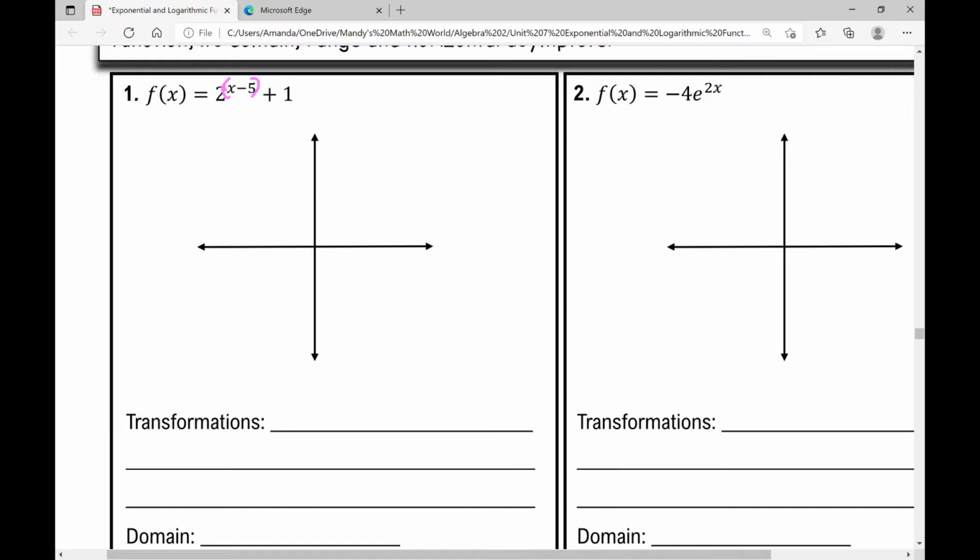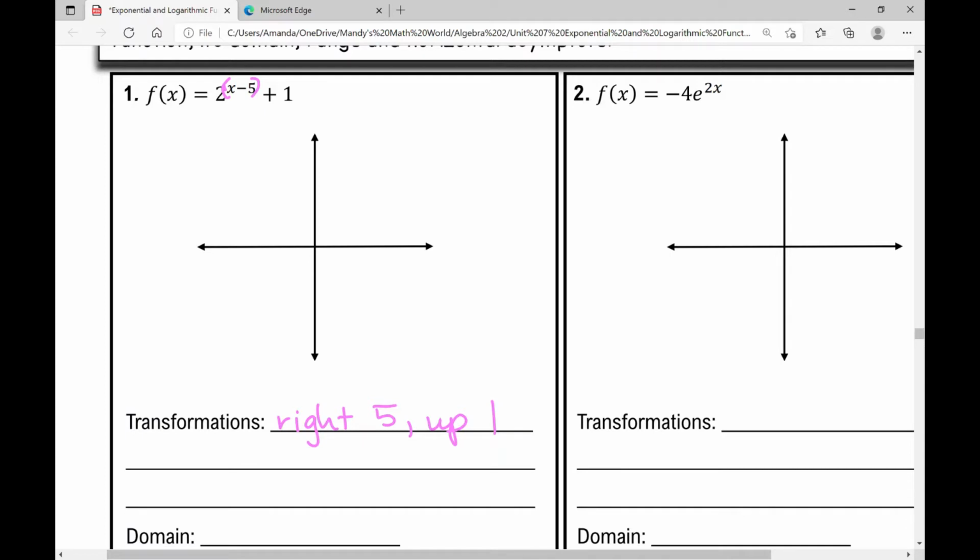That x minus 5, that's your horizontal translation. It does the opposite of what you think it would. It doesn't move left 5, it moves right 5. And then plus 1, that's going to move our function up 1. So the entire function gets shifted to the right 5 and up 1.